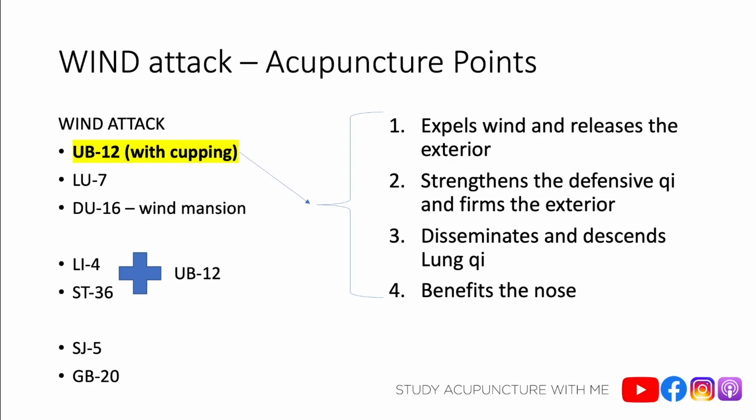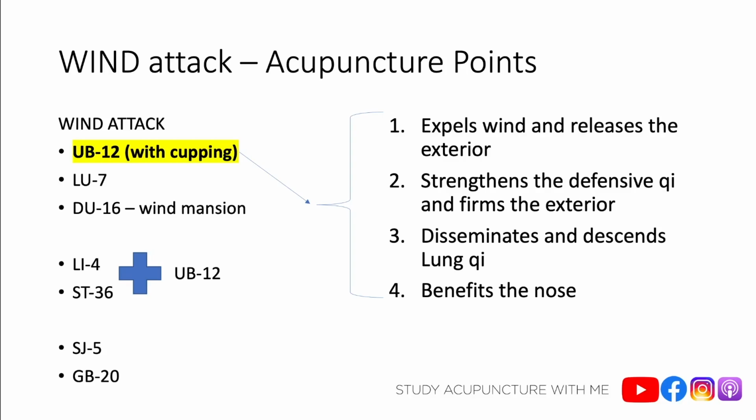And number 3, it disseminates and descends lung qi. So remember one of the functions of the lung, right? Go to my lung 7 YouTube video where I talk about this. The lung descends and disperses qi and body fluids. And what happens when wind gets into the exterior? It disrupts the flow of qi, and that's going to mess up that descending and dispersing function of the lung.